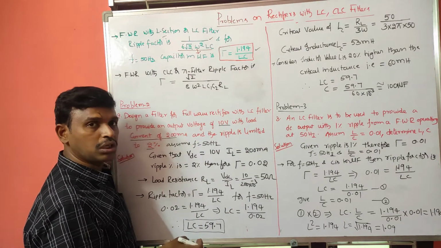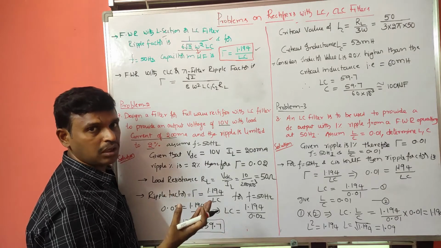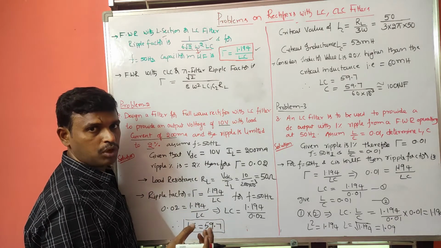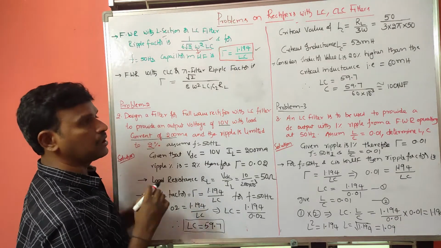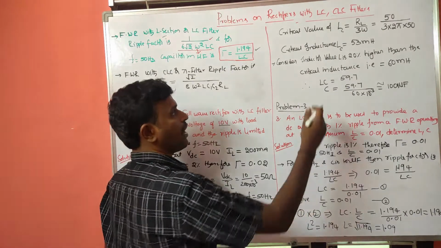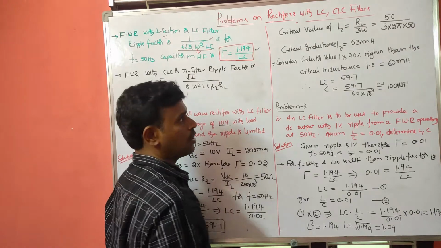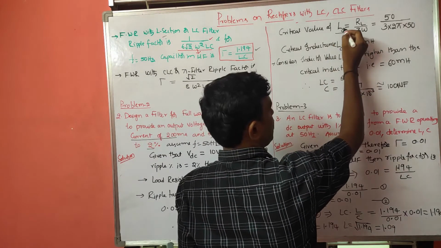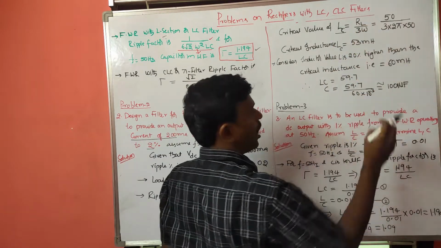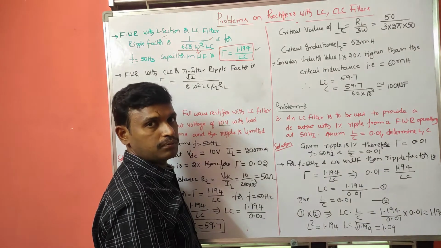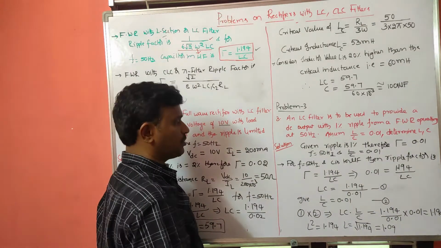But we don't know any other relation between L and C. So at that point I will consider one more equation, that is the critical value of the inductance, or critical inductance equation. That is LC, which I am representing here, equal to RL by 3 omega.